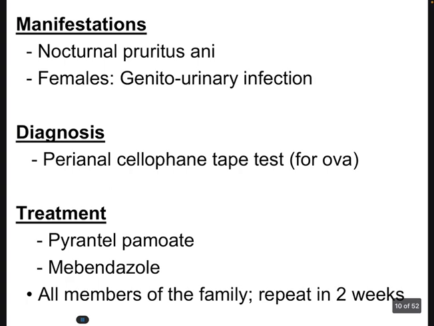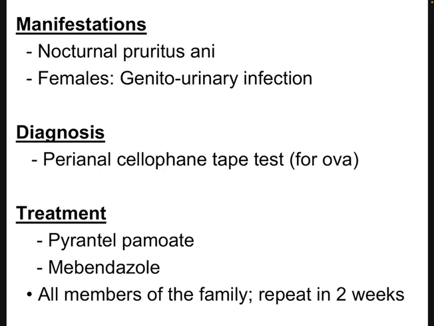Manifestations: what does our patient, especially the child, feel? Nocturnal pruritus, itching at night around the anus. Now the female sometimes can have a genitourinary infection, because sometimes the eggs hatch and become adult worms and then go inside the anus again. How applicable is this? Unknown. What to do? How to diagnose it?